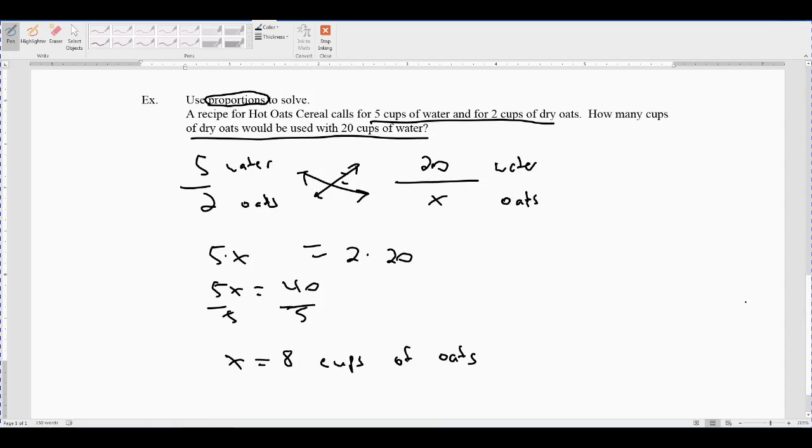So recognizing some things will help you with word problems. If you ever have any questions, always ask someone.